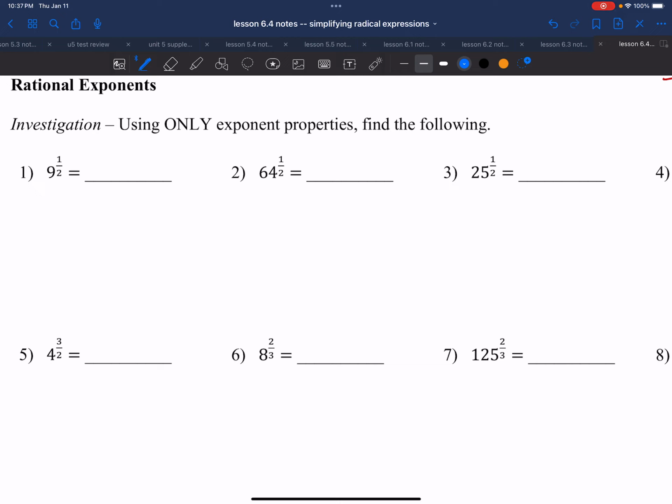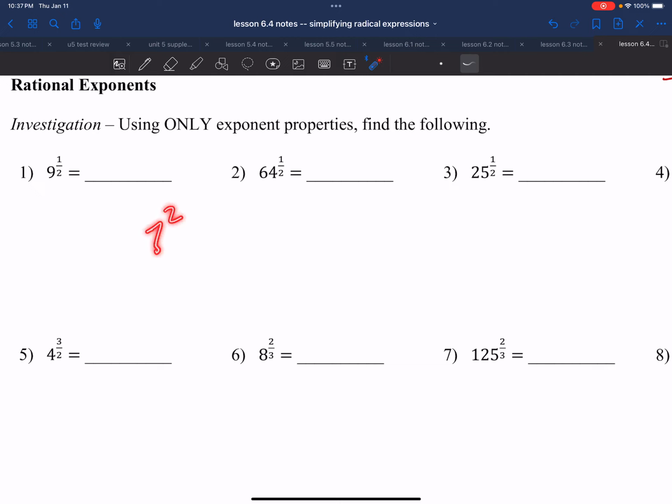Now, look, you may already know what an exponent of 1/2 is, but that's not the idea behind this. This is saying, if I limit myself and pretend I have no clue what fractional exponents do, how do you simplify these, right? But you'll notice especially in these first three examples, 9, 64, and 25, these are all really nice numbers. They all follow a certain pattern. They're all perfect squares, right?